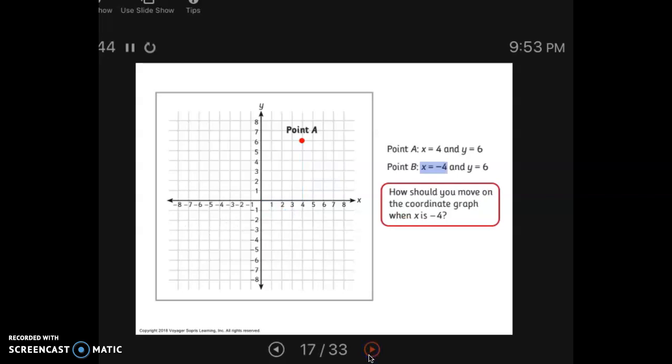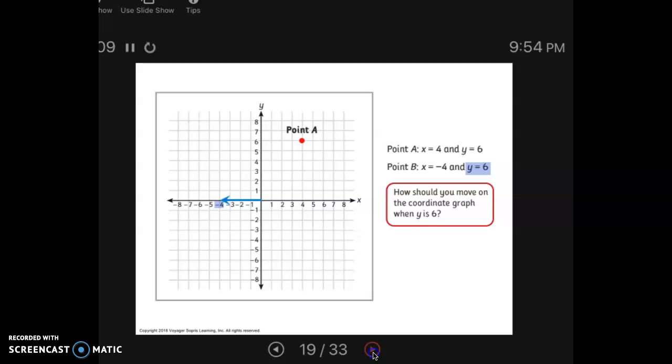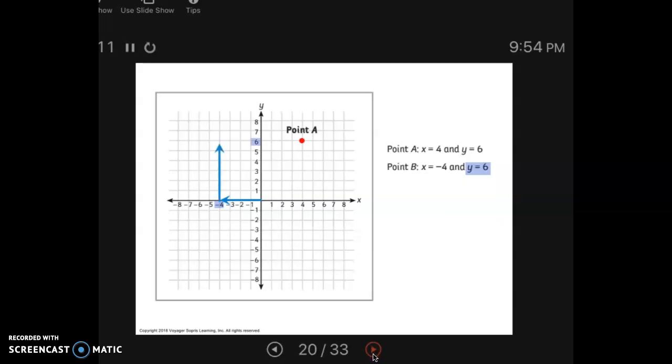Now let's find the location of point B. The value of x is negative 4. How should we move on the coordinate graph when x is negative 4? Because the value for x is negative, we move left 4 units on the x-axis. The value of y is 6. How would you move on the coordinate graph when y is 6? Because the value for y is positive, we move up 6 units. We'll put a point here and label it as point B.